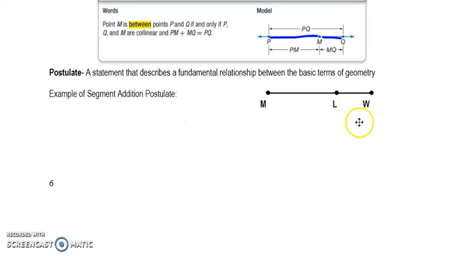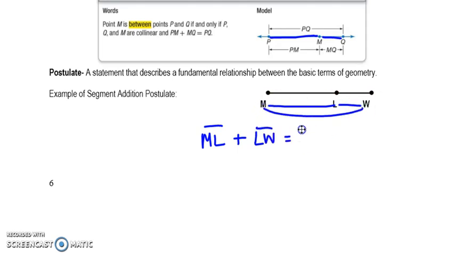So basically, if we add up, like we talked about, ML plus LW, then that's going to equal the whole thing, MW. So that's the segment addition postulate. This segment plus this segment is going to equal that total, that whole.